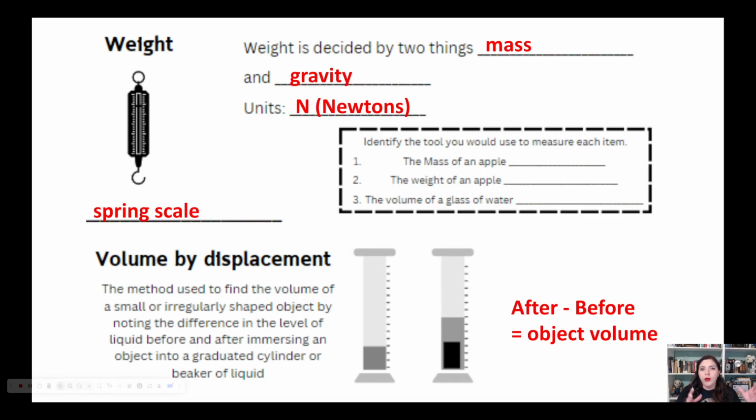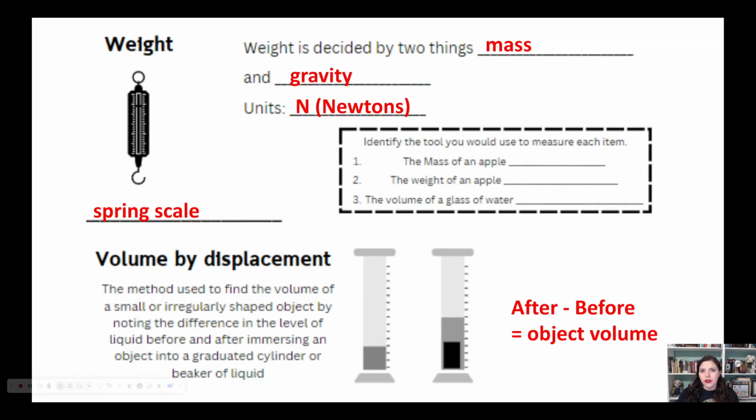And this is basically immersing an object in water and seeing how much the water rises, right? So if you take a graduated cylinder and put some water in it, and you measure where that water level is at, and then drop in an irregularly shaped object, like a crown or a rock, or anything that you cannot do length times width times height with, right? The water is going to move up. And so if you look at the before and the after and you subtract them, then that gives you the volume of the irregularly shaped object.